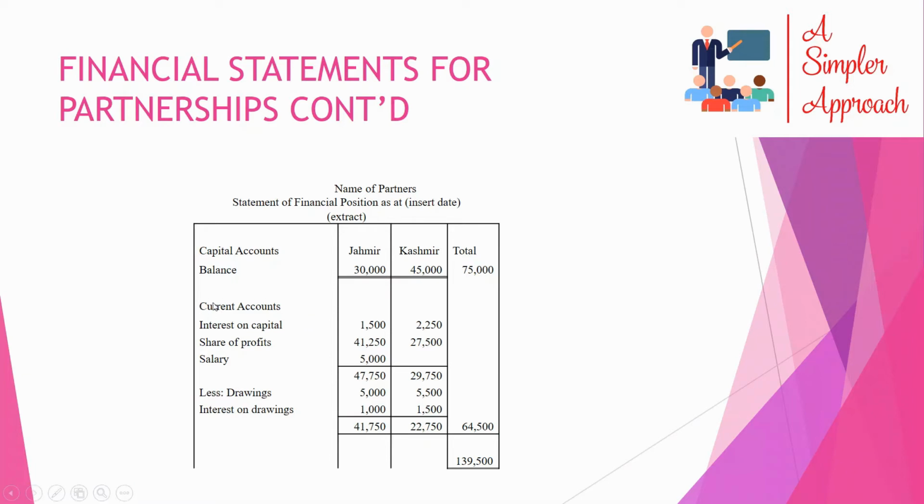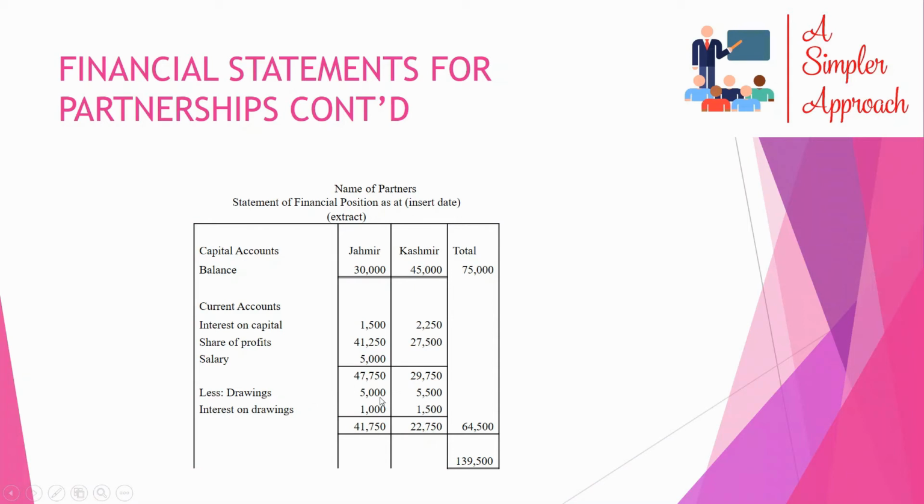Now, current account is where everything else for a partner is placed. So the capital account has their balance only. The current account is where everything else is placed. We're going to shed some more light on that in a second, but follow me carefully now. Jamir's interest on capital was 1,500. His share of profits was 41,250, and his salary was 5,000. Add all of that together, and you get 47,750.